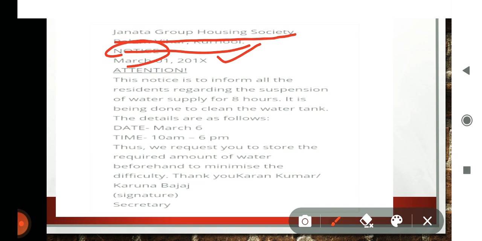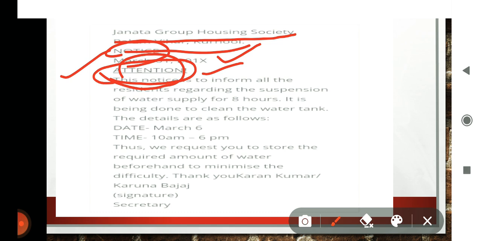Then the attention word, this is a catchphrase which is written here, because this notice is to inform all the residents regarding the suspension of water supply for 8 hours. Can you see the subject here is written, attention. So whosoever is the reader will get attracted towards your notice. That person will come towards your notice and see it, because the attention word is catching their attention. Are you getting me?